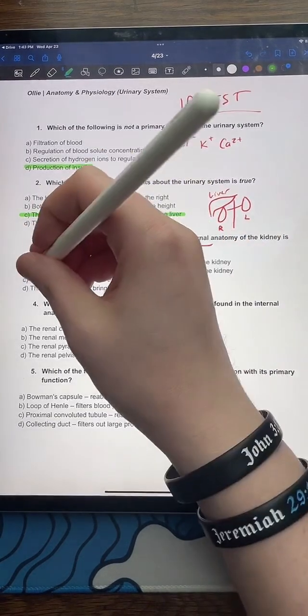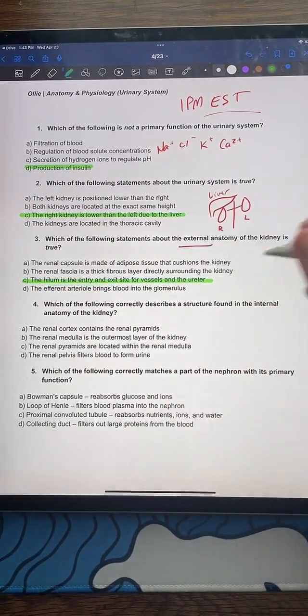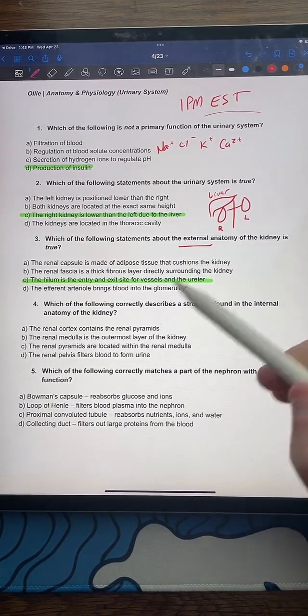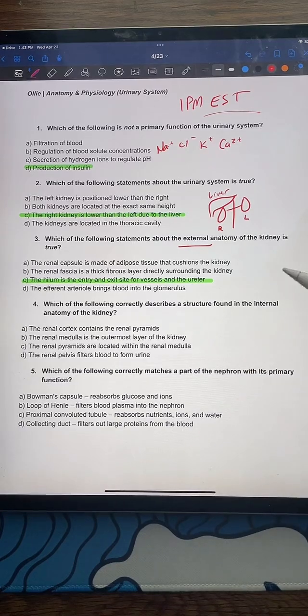The answer is C. The hilum is the entry and exit site for vessels and the ureter. So the hilum is that medial indentation of the kidney where the renal artery and nerves enter and the renal vein and ureter exit.